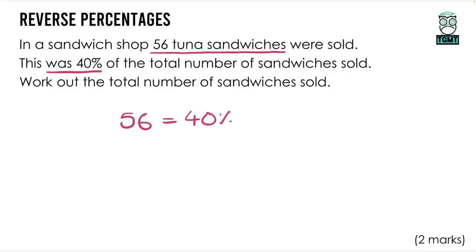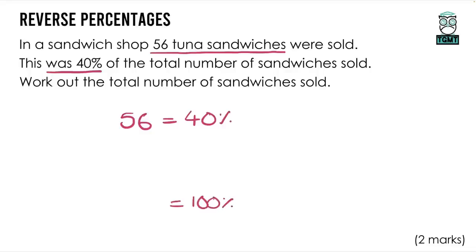Now that means all the methods that we would previously use to find 10% or 1% have completely changed. Because if 56 was the original 100%, then you can do things like divide by 10 to get 10% or divide by 100 to get 1%. But here, because we've been given a smaller percentage, we can no longer just divide by 10. If we think about this logically, we want to get back to 100%.